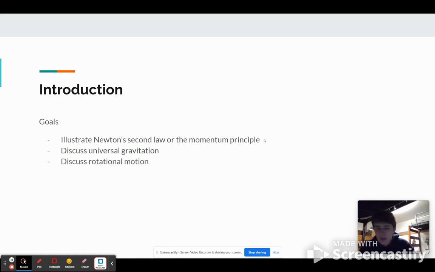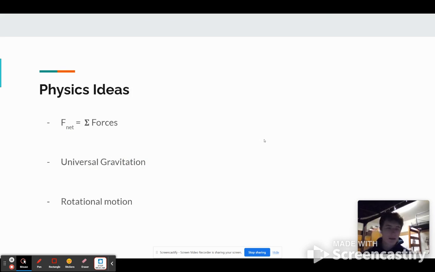much anything that moves, because most things don't go at a constant velocity, or if they do, that law still applies. Discuss universal gravitation, so that big G times mass 1 times mass 2 over r squared is going to be really important for this lab, because that is really the only force acting on anything for most of the lab. And then rotational motion will also play a role towards the end.